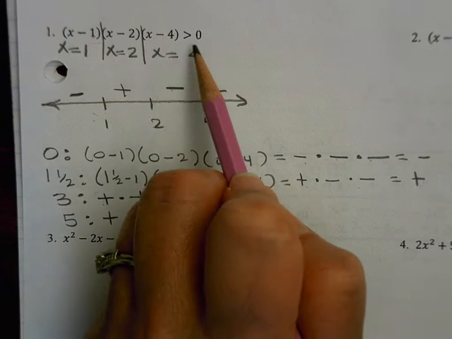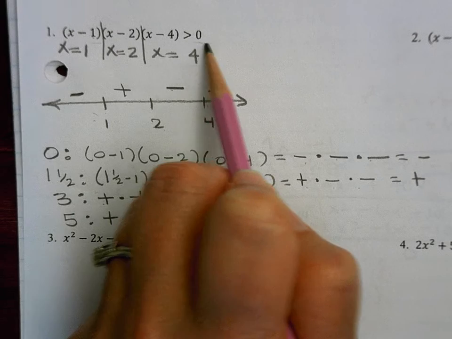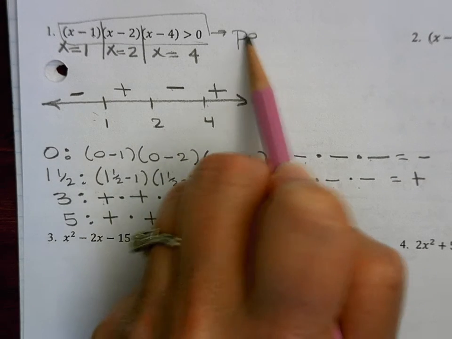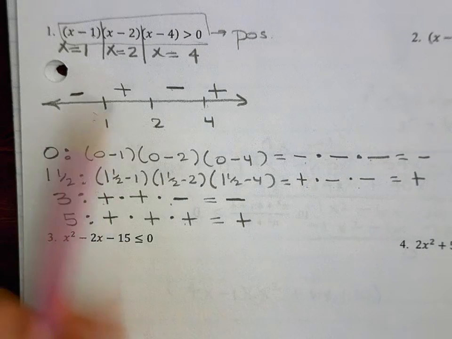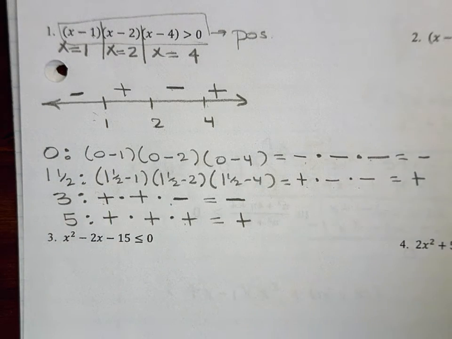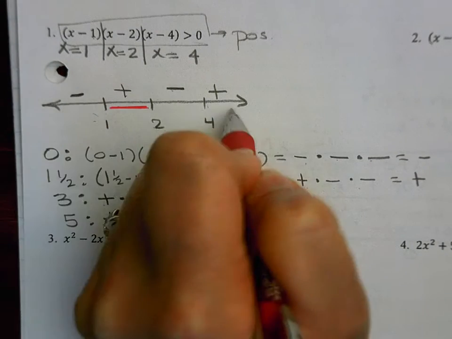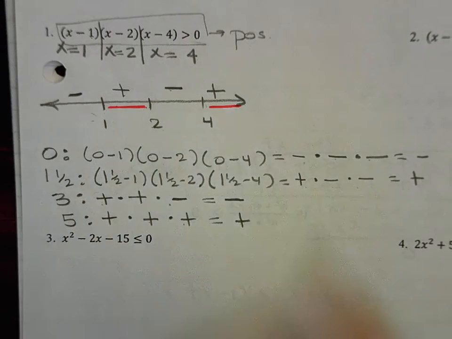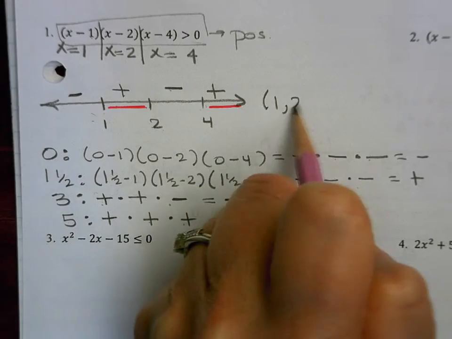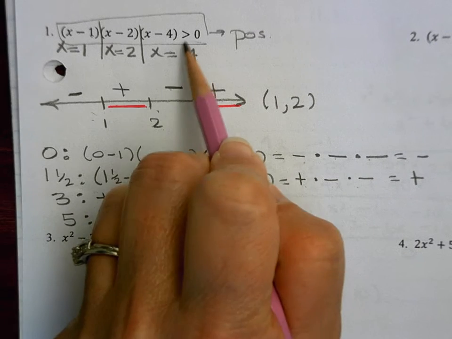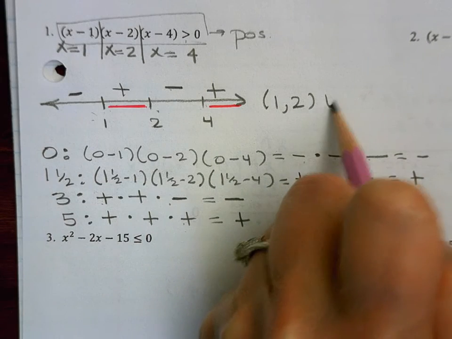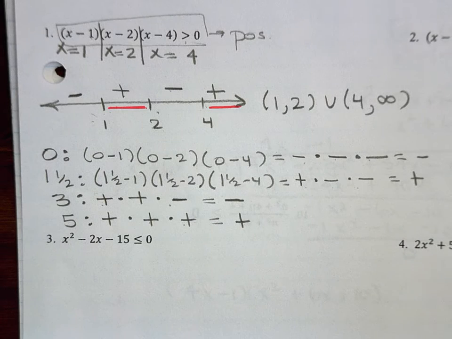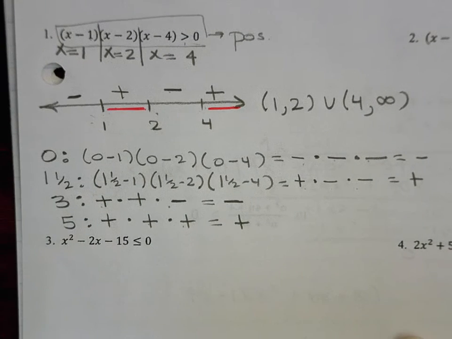Now I want to see the intervals where this expression is greater than 0. So I'm looking for positive intervals. That would be here and here. So my solution would be from 1 to 2, parentheses on both because it can't be equal, and then again from 4 to infinity. Okay? Alright, let's take a look at another one.